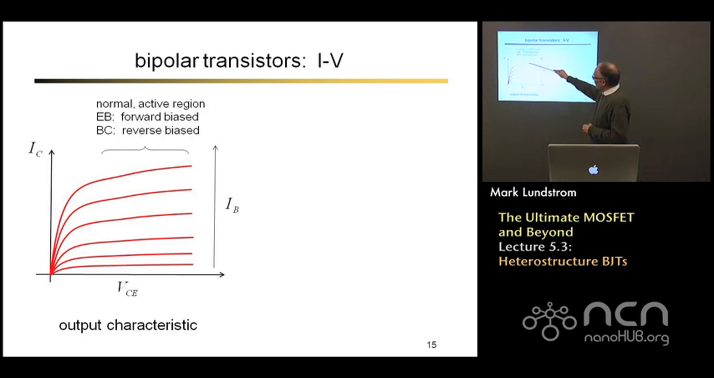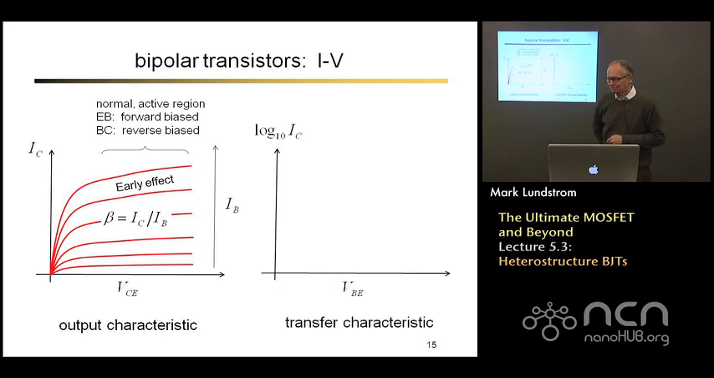So this is our active region. Emitter base is forward biased, base collector is reverse biased. In this region, beta is just the ratio of the collector current to the base current. There's a little bit of slope in this region, just like we saw in a MOSFET. That's called the Early effect.